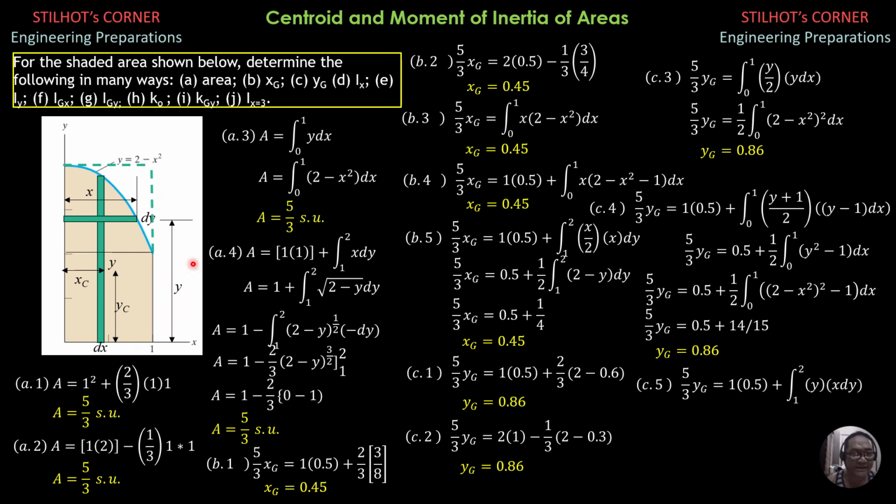And again, y is the location of the centroid of the horizontal strip from the x-axis. Then the differential area is x dy. So replacing x, which is the square root of 2 minus y, that would be 5/3 yg equals 0.5 plus the integral from 1 to 2 of y times the square root of (2 minus y) dy. Using your calculator, that is also 0.86. So let's proceed to the next slide.